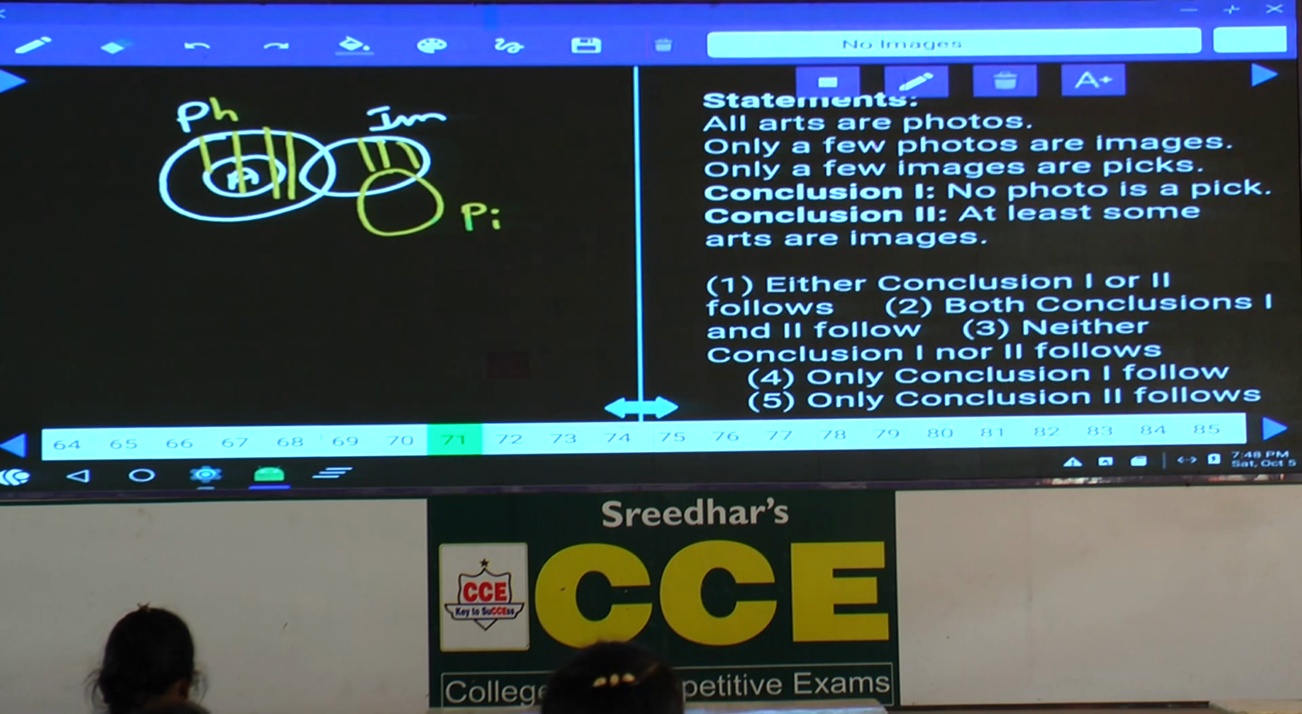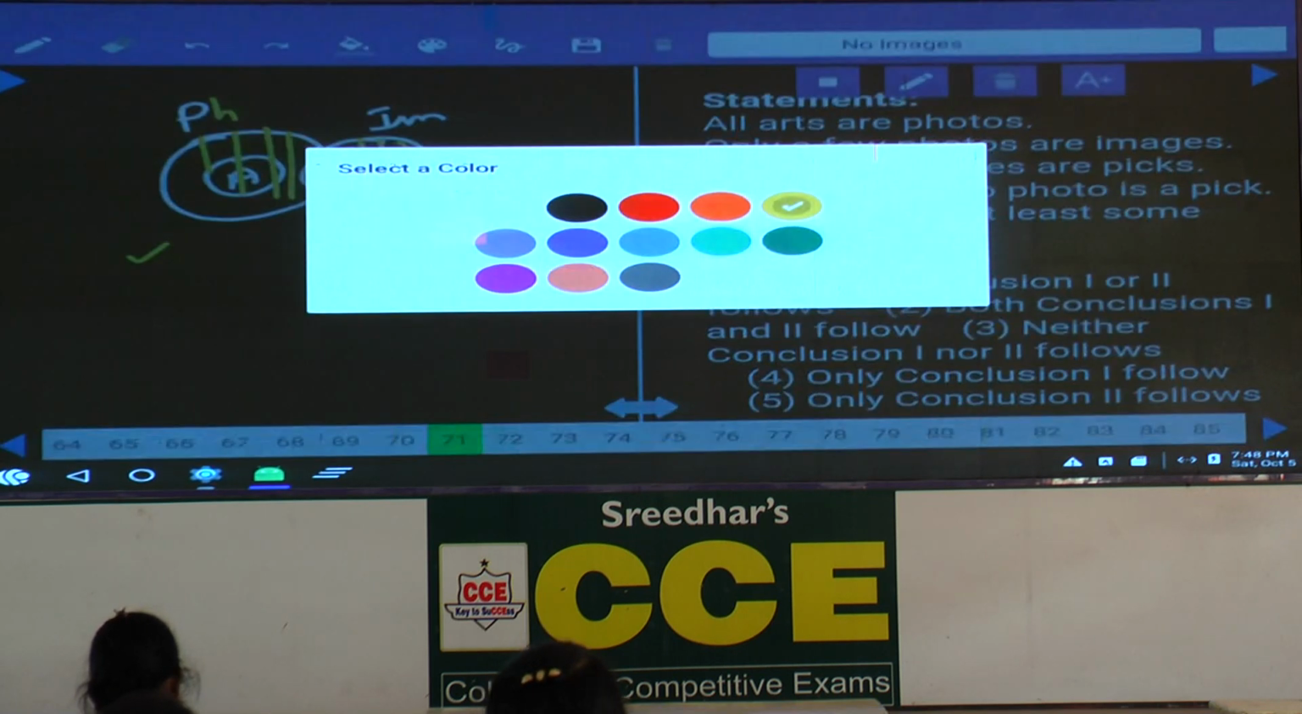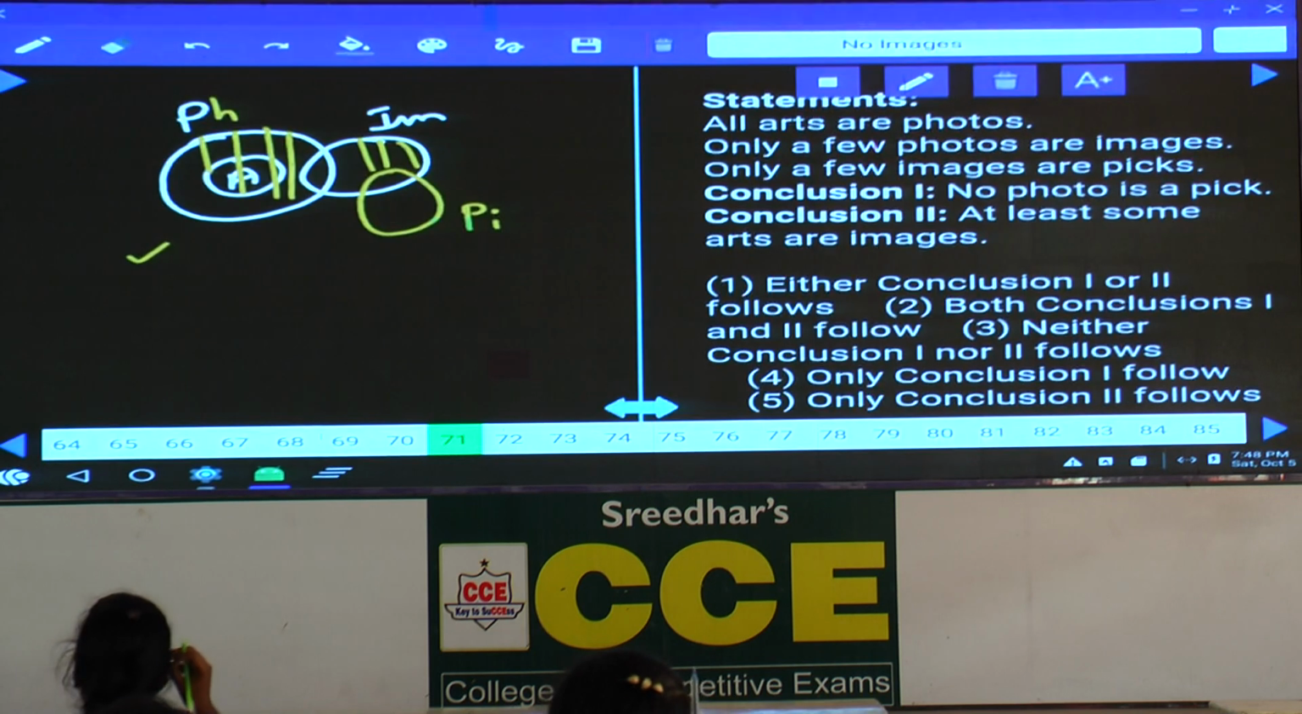First one: no photo is a pic. True or false? As of now it is true. Now tell me whether we can make this one false or not. Yes, we can make this one false. Clear? Alternate diagram. How to draw this alternate diagram here? Now the alternate diagram we can derive like this. Now I am drawing the diagram like this. By doing so, alternate diagram proven, previous conclusion false.